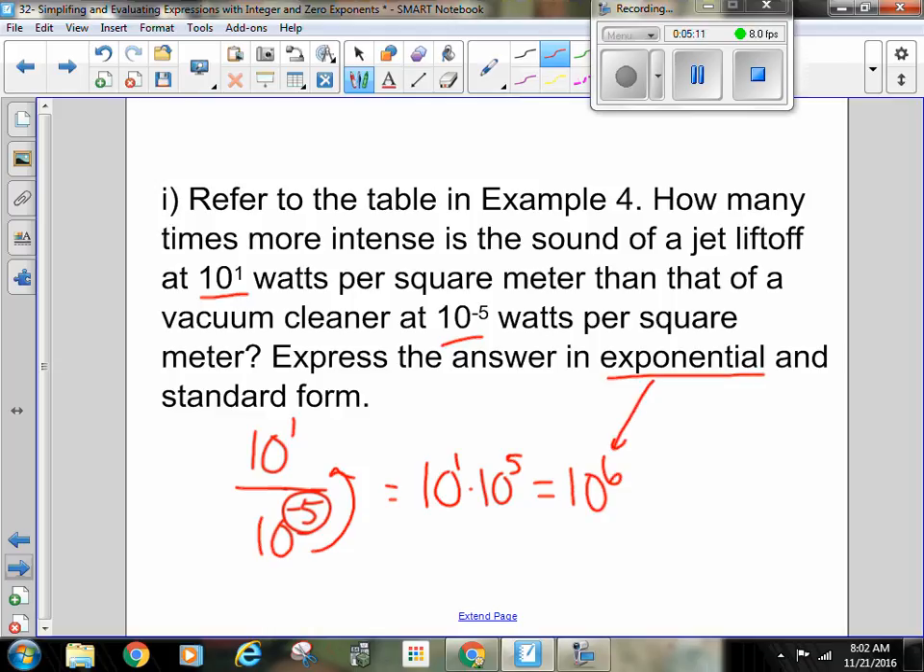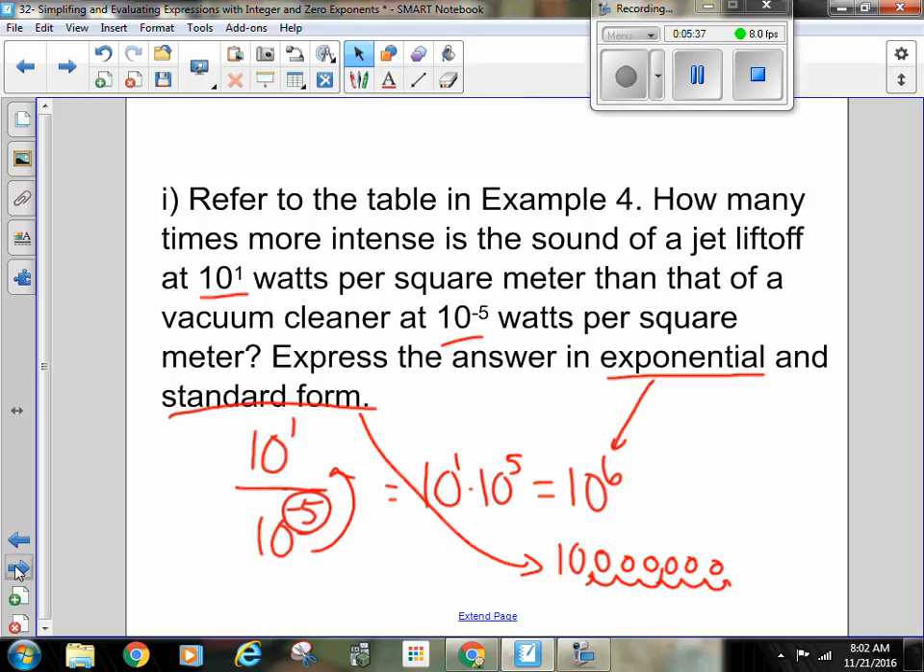And then we want it in standard form. So when it's to the 6th power, I'm going to take that decimal place that normally would be there, and I'm going to move it out 6 spots. So 1, 2, 3, 4, 5, and 6. So now I'm going to add in zeros. 1, 2, 3, 4, 5, and 6. So I have a comma and a comma. So this is my standard form. All right, there you have it, ladies and gentlemen.